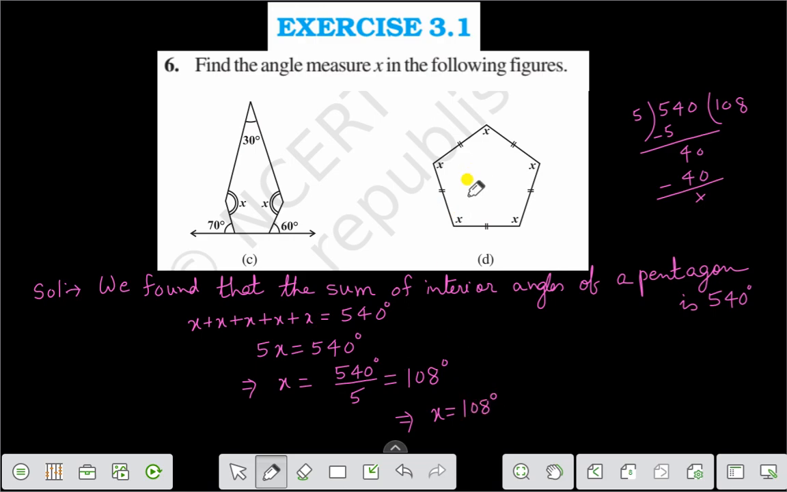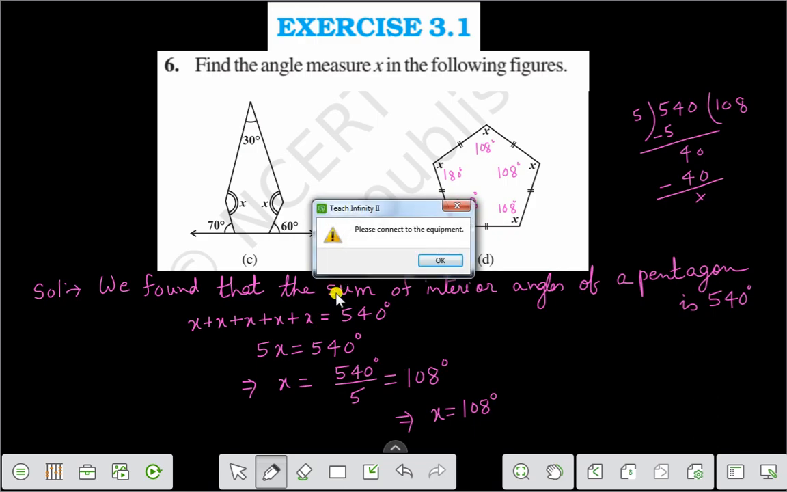And all the angles are equal. Here you see, this is 108 degree, this is also 108 degree, this is also 108 degree, this is also 108 degree. That means all the sides are equal and all the angles are equal. It is a regular pentagon, right? The value of x is equal to 108 degree.